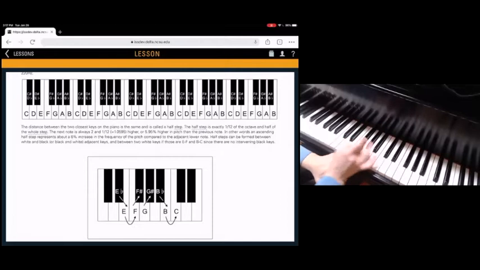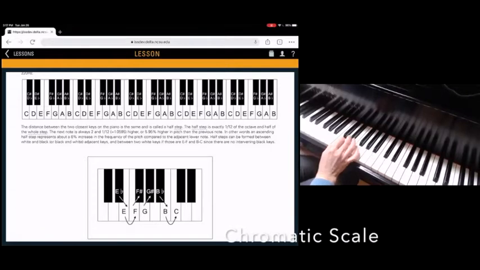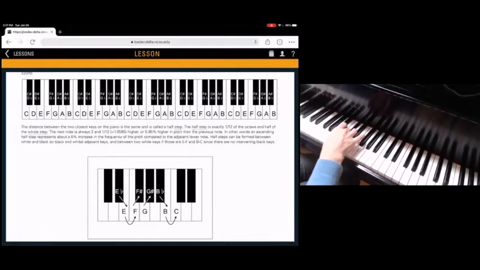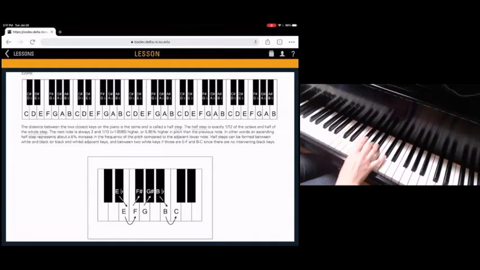And actually, there was one more technical thing that you could learn, which is learning a chromatic scale. Chromatic scale is when you play all the possible keys of the keyboard, and you can go forever like this.